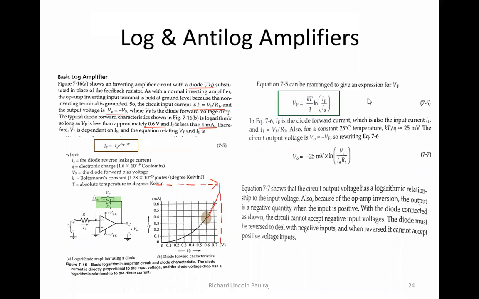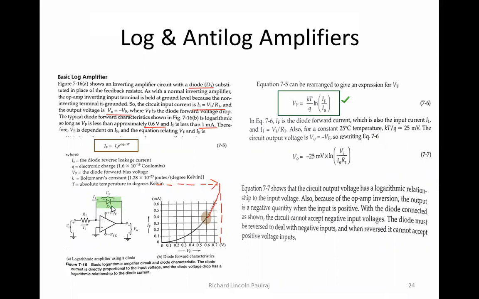Right. So this equation is important. You need to remember this. Vf is actually kT by q, where k is your Boltzmann constant, T is the temperature, and q is the charge of an electron. Now we have this equation, 7.6, which refers to the forward voltage, dependent on k, T, q, If and Is.